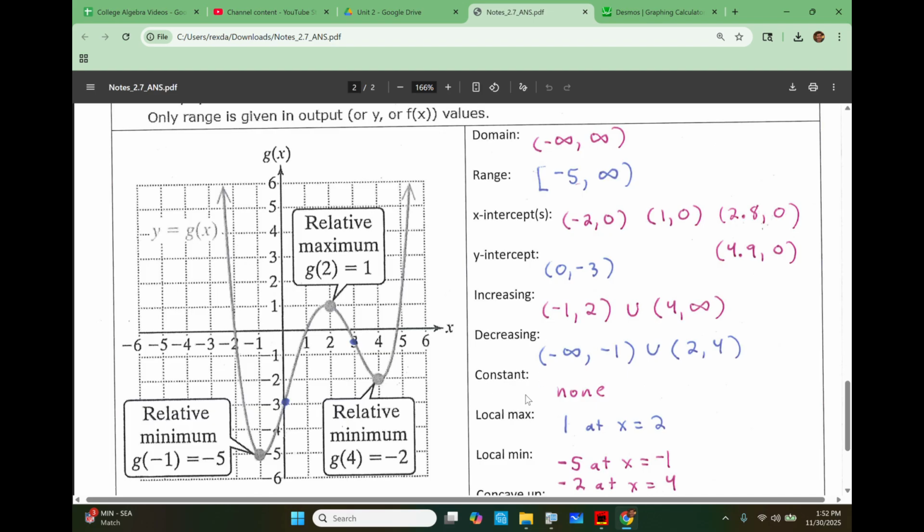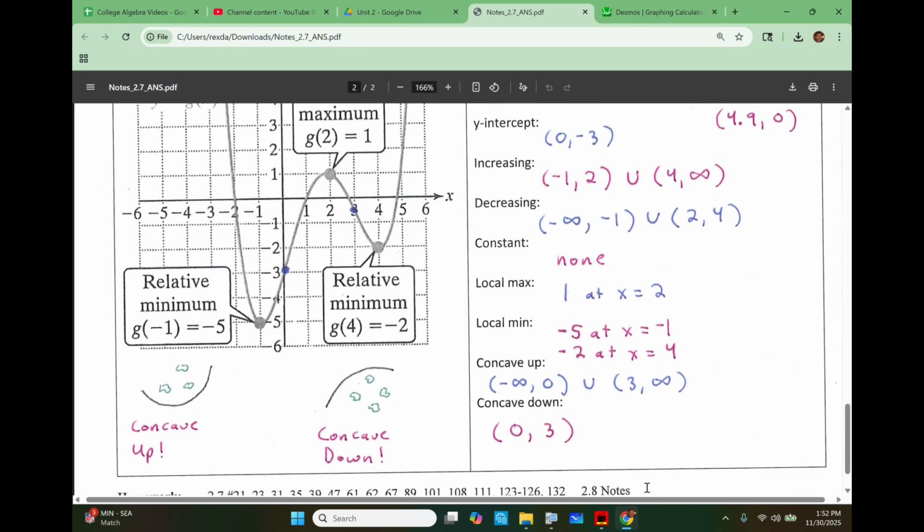Local mins and maxes, this is where you have to be very specific how you write it. You can either write it like this or like this, but you can't write the point. So for example, you can't write (2, 1) is the local max. You either have to say g of 2 equals 1, or the local max is 1 at x equals 2. The answer to that question is the y value. So you're always looking for the y value as the answer. You can just write 1 if you want to. That's actually totally fine. And then the relative mins are at -5 and -2. So -5 at x equals -1 and -2 at x equals 4.